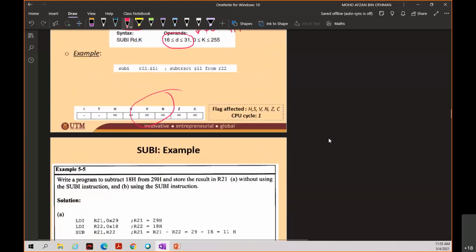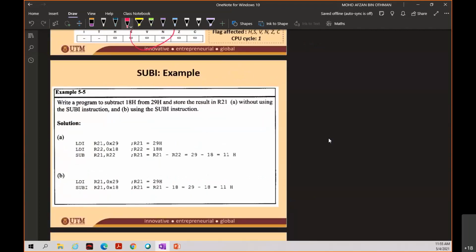So these are the affected registers, as well as the affected flags inside your status register. And let's look at the SUBI example. You're going to write a program to subtract 18 from 29. You have 29, you're going to subtract 18 from it and store the result in R21. You have two ways to do this: A, without using SUBI, and B, by using the SUBI instruction. So how to do that?